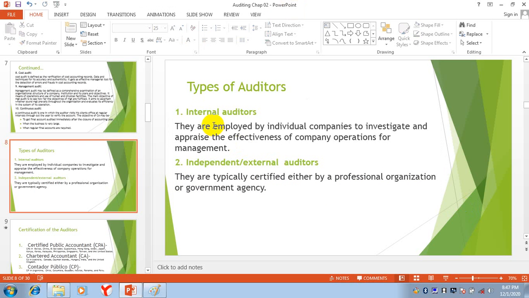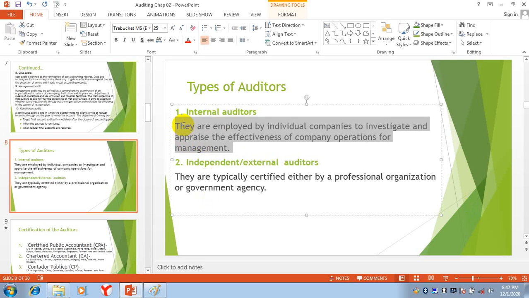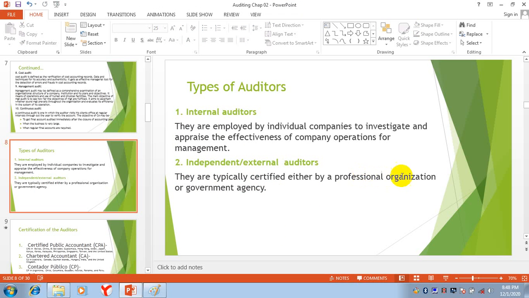So the main difference is that the internal auditor is hired by the top management, and the independent auditor comes from outside the organization. He is from any professional organization, auditing organization, or from the government agency.